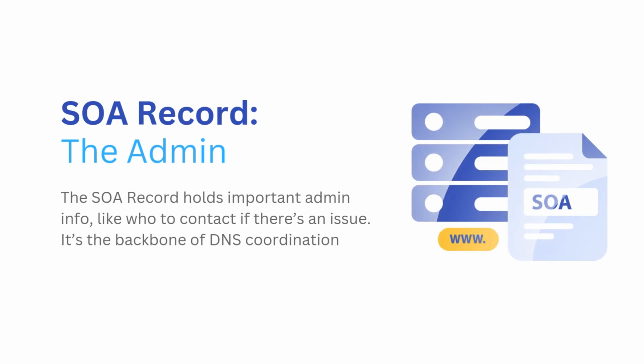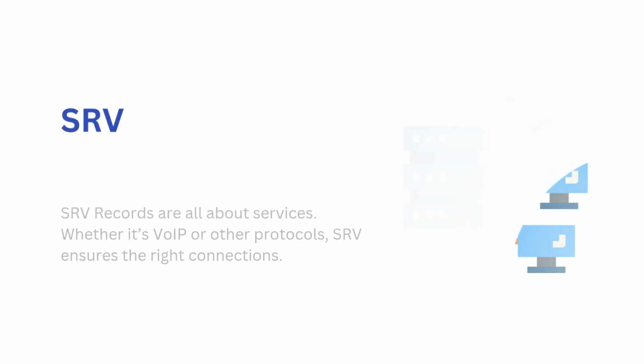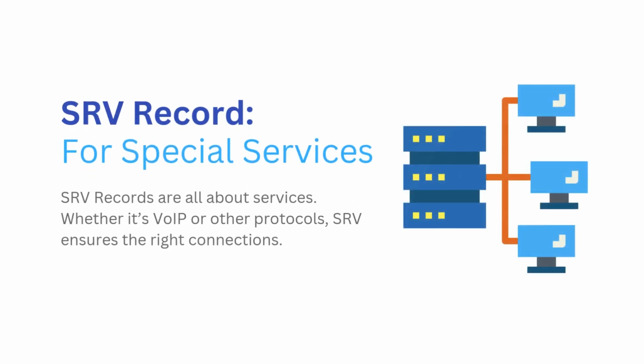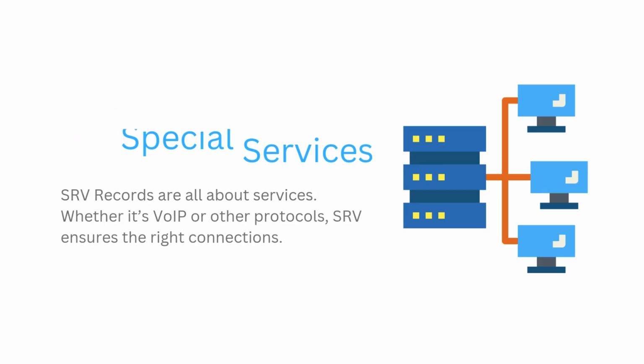The SOA record holds important admin info, like who to contact if there's an issue. It's the backbone of DNS coordination. SRV records are all about services. Whether it's VoIP or other protocols, SRV ensures the right connections.